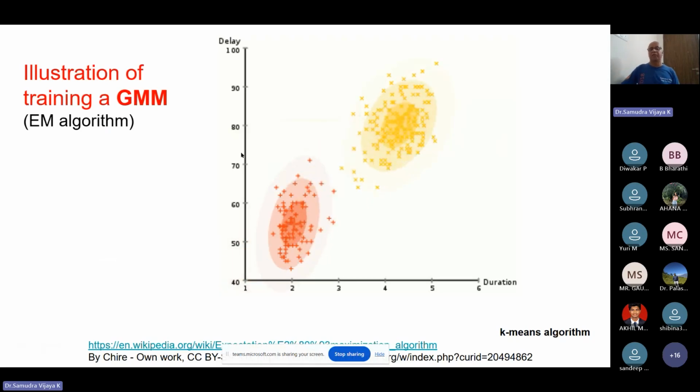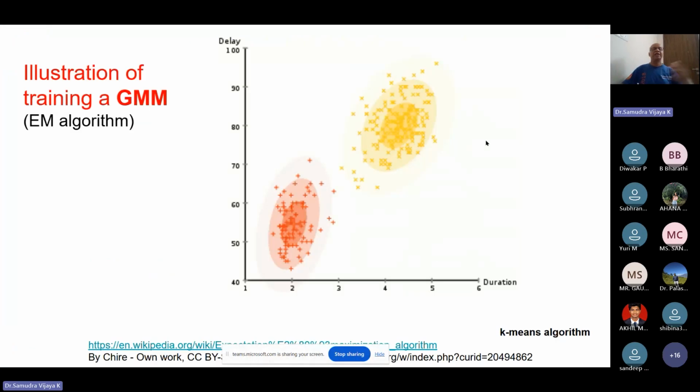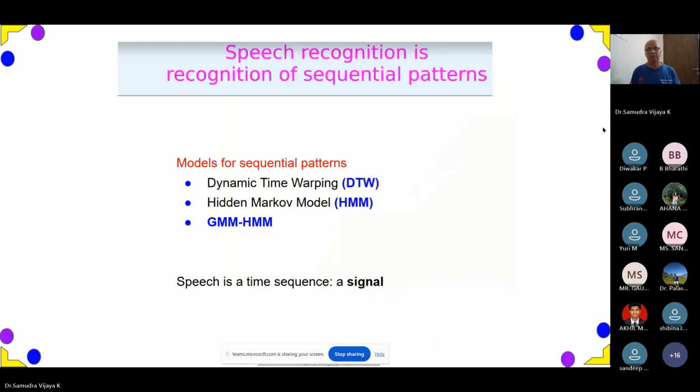If there are, let's say, data points of one vowel, and you say that my vowel has two distributions somewhat like this, one peak, second major peak, I want to model this by two peaks. Then there is an algorithm called the expectation maximization algorithm, which automatically figures out the means and centers of the two Gaussians and their shapes also. So training a Gaussian mixture model from the training data is not difficult.